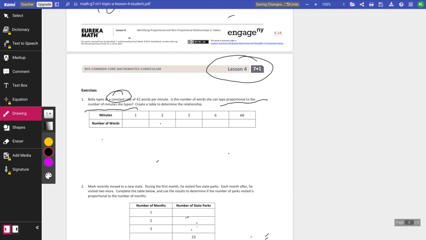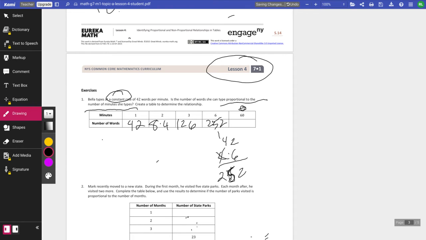So now we just need to take my minutes and multiply it times the number of words. 1 times 42 is 42. 2 times 42 is 84. 3 times 42 is 126. 6 times 42, and we should be able to do this in our head, but just in case, I'm going to do this out because it's going to help me over here by doing this already. Okay, so 42 times 6, so 2, and then 1. 6 times 4 is 24.